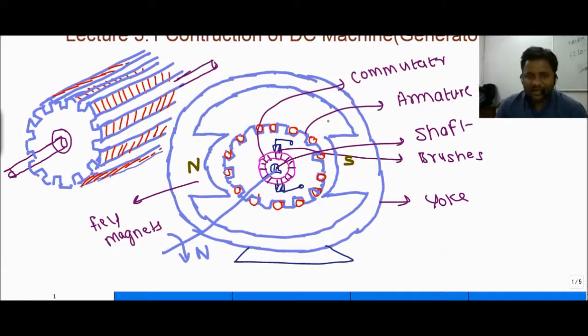So construction-wise, the DC machine contains five important parts. The first is the armature winding, second is the field winding or the field magnets, third is the commutator segments. These are the commutator segments, and the commutator segments touch the brushes, whose function is basically to collect the current. So let us discuss one by one.